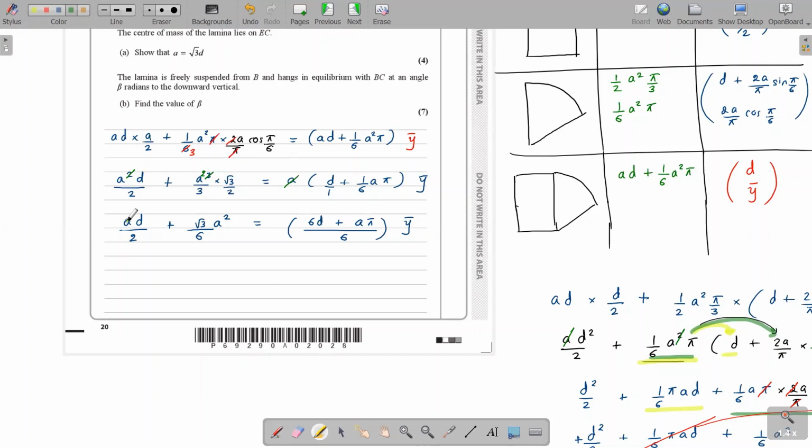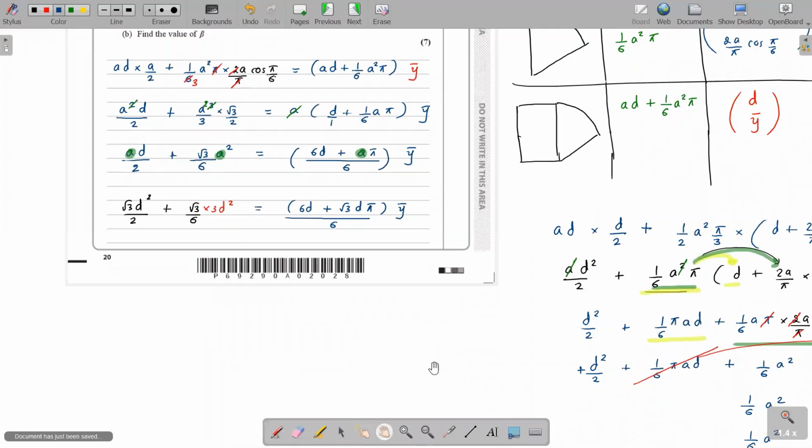Replacing all the A values with root 3 D: root 3 D into D over 2, or basically root 3 D into D, gives me root 3 D square over 2. Do you agree? Root 3 over 6 into A square. So what is A square? If A is root 3 D, squaring both sides, root 3 becomes 3 and D becomes D square. So A square is 3 D square, equals 6D plus A, which is root 3 D, pi over 6 into y bar.